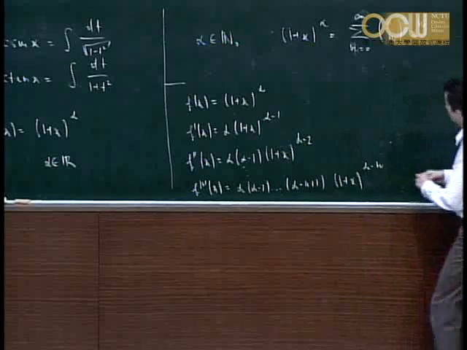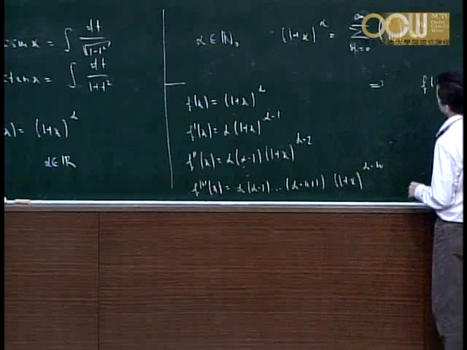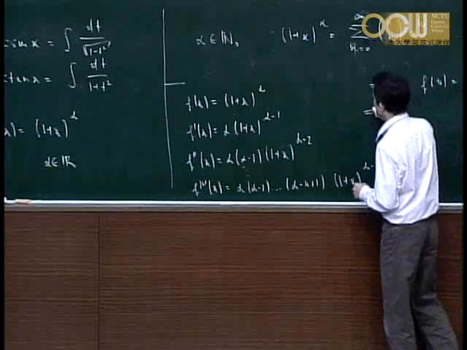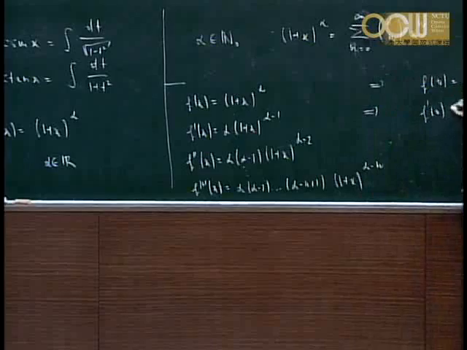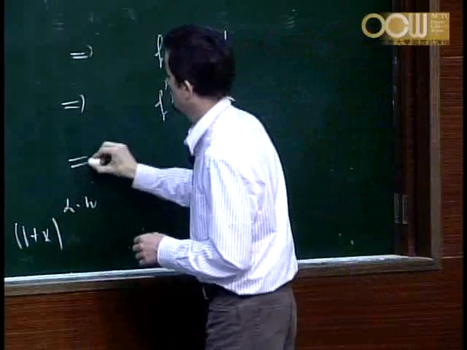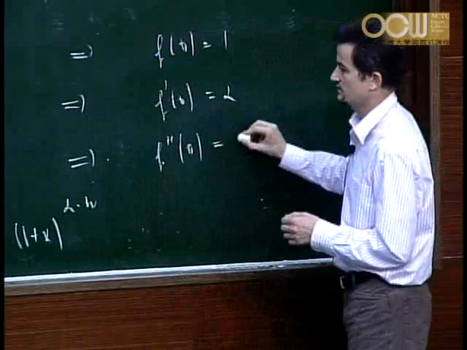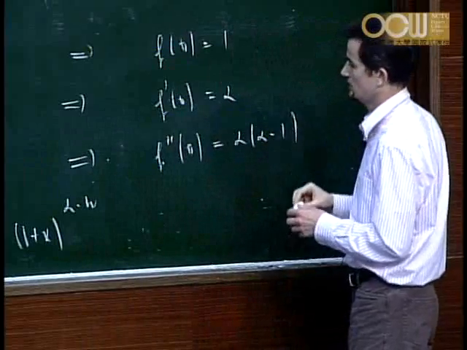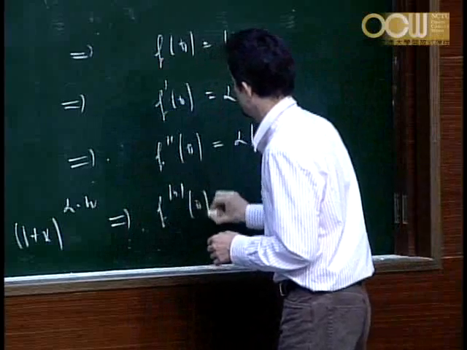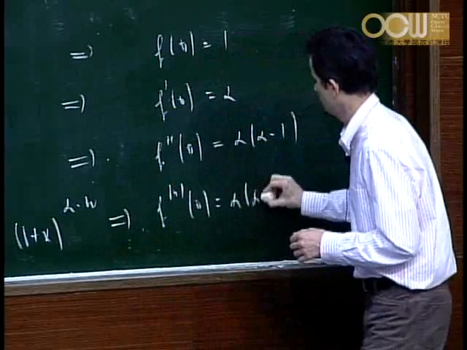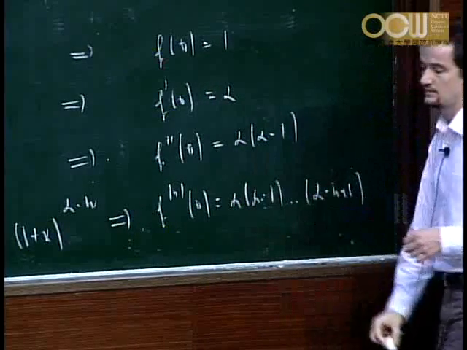So from the first one, we get f of 0 equal to 1. From the second one, we get that the derivative f prime of 0 is equal to alpha. From this one, the second derivative of f at 0 is alpha times alpha minus 1. And from here, we get that the nth derivative at 0 is alpha times alpha minus 1 and so on, times alpha minus n plus 1.